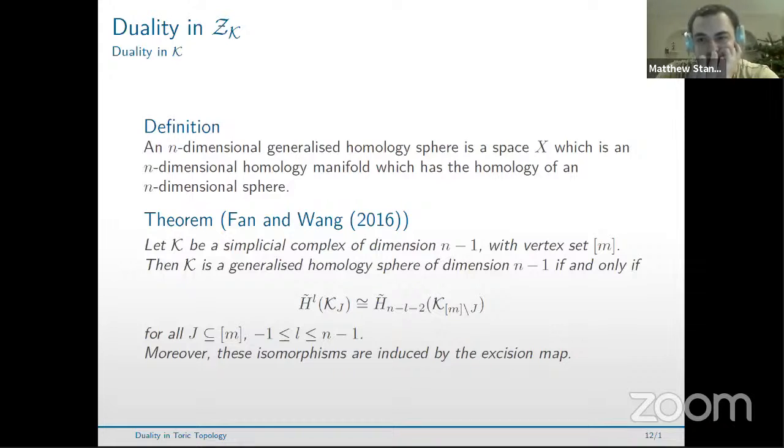This is just a different sort of duality, and this exists if and only if K is a generalized homology sphere. And actually, one should state carefully that their result does not need this isomorphism to be induced by the excision product. It is in fact a consequence of these isomorphisms existing that they are induced by the excision product. So I just want to state that carefully.